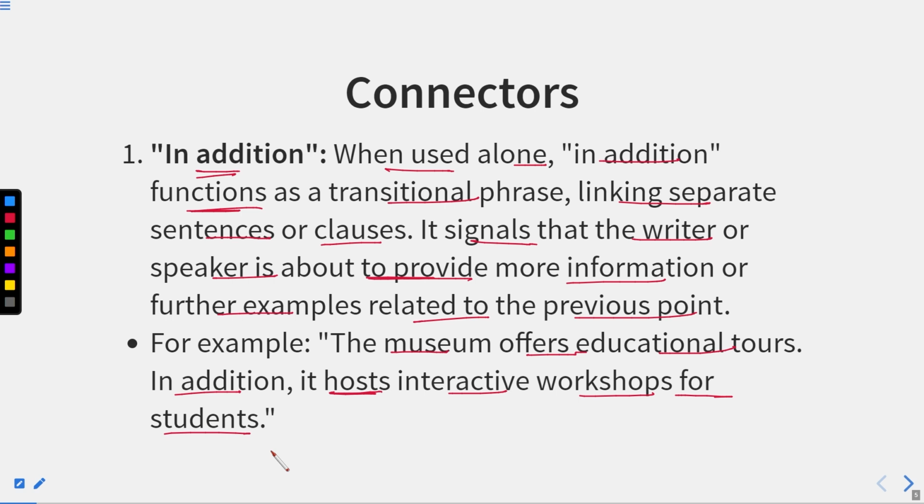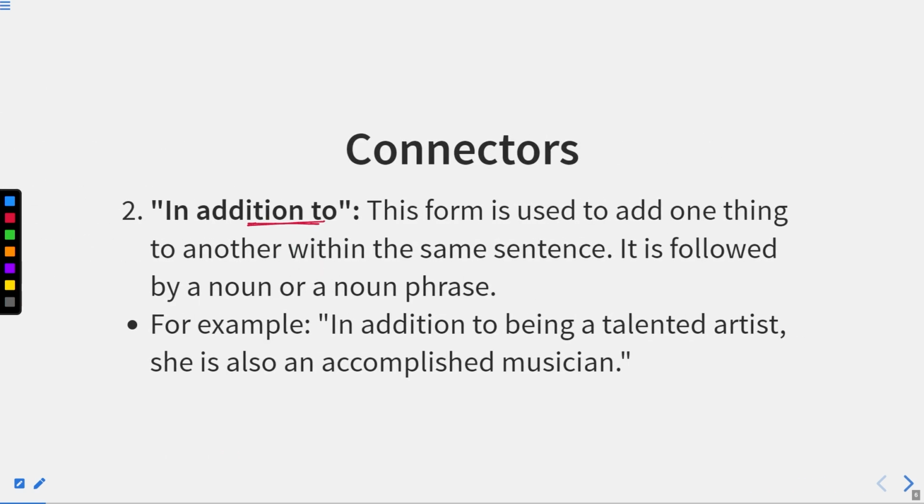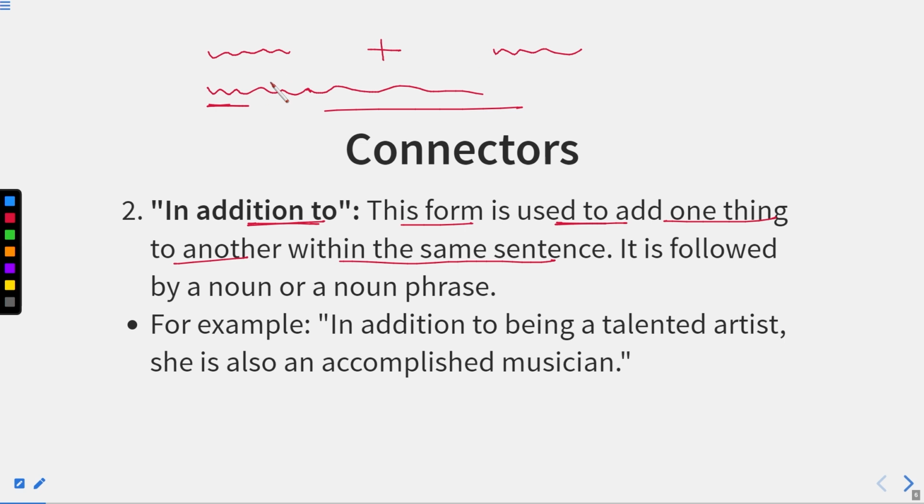Okay, now when we use in addition to, this form is used to add one thing to another within the same sentence. It means there are two types. If we are making two separate clauses together, we can use in addition. But if we are joining some clause or some phrase to another phrase of the same sentence, we use in addition to. Okay, it is followed by a noun or the noun phrase. It means you can say that in addition to serves as a preposition, whereas in addition serves as the conjunction. Okay, this is the main point.